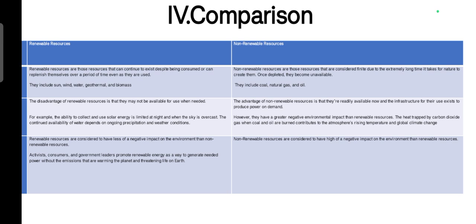Third point, renewable resources are considered to have less negative impact on the environment than non-renewable resources. Activists, consumers, and government promote renewable energy as an alternative to supply needed power without emissions that are warming the planet and threatening life on earth. Non-renewable resources are considered to have a higher negative impact on the environment than renewable resources.